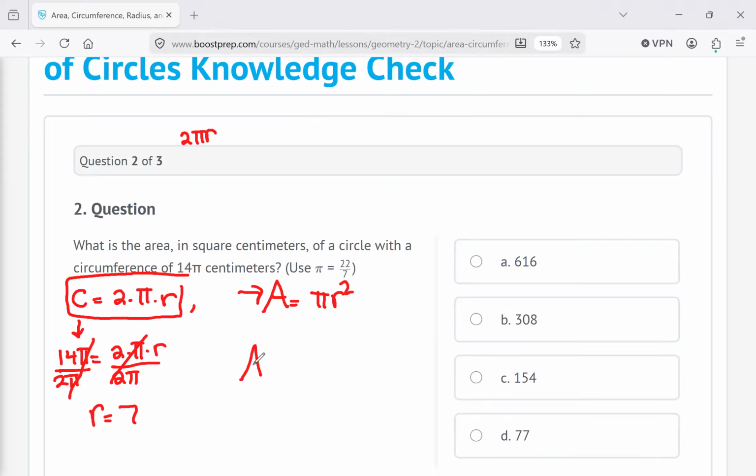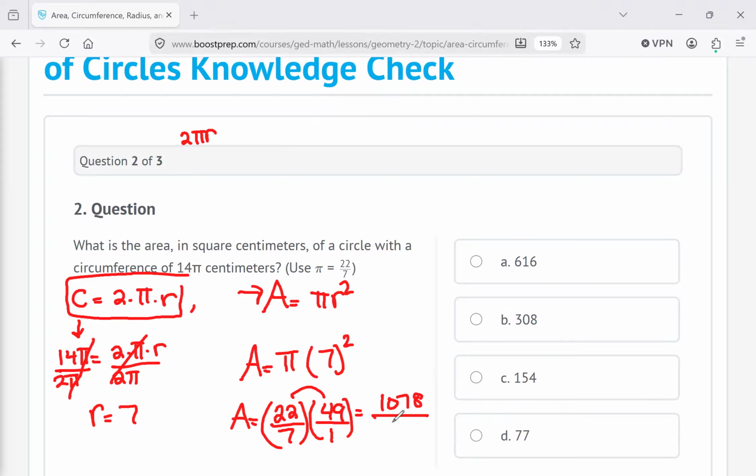And then to find the area of a circle, it is pi times r squared. They specifically said replace pi with 22 over 7, so that's what I'm going to do. And then I'm going to replace 7 squared with 49. When you put it all together, on the top, 22 times 49 is 1078, and on the bottom, 7 times 1 is 7. And that is going to be 154.